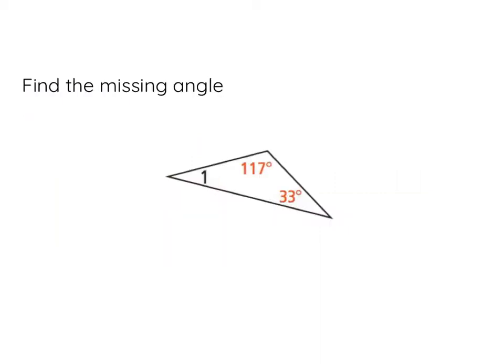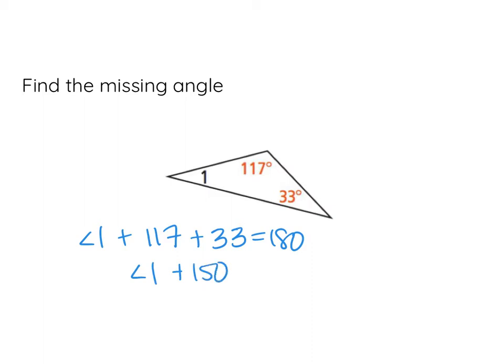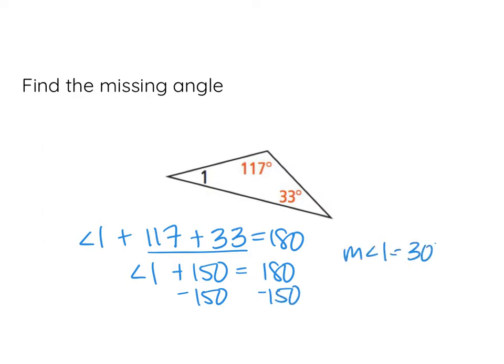All right, so if we were to find this missing angle, all we're going to do is say angle 1 plus 117 plus 33 equals 180 degrees, right? We're just adding all three together, knowing that they must make 180. So angle 1 plus 150, if I add these two together, equals 180. Subtract 150. So the measure of angle 1 equals 30 degrees. And again, we can always go back and double check. 30 plus 33 plus 117 does in fact equal 180 degrees.